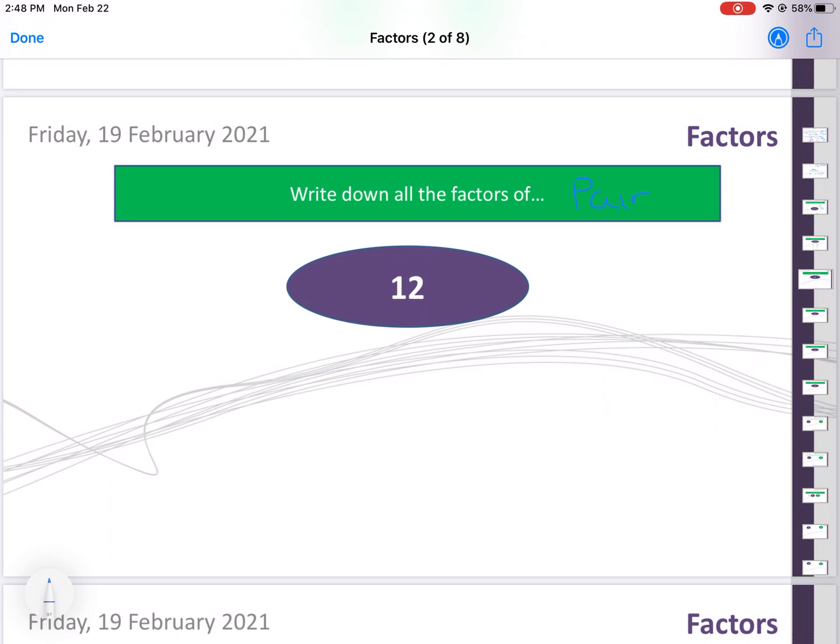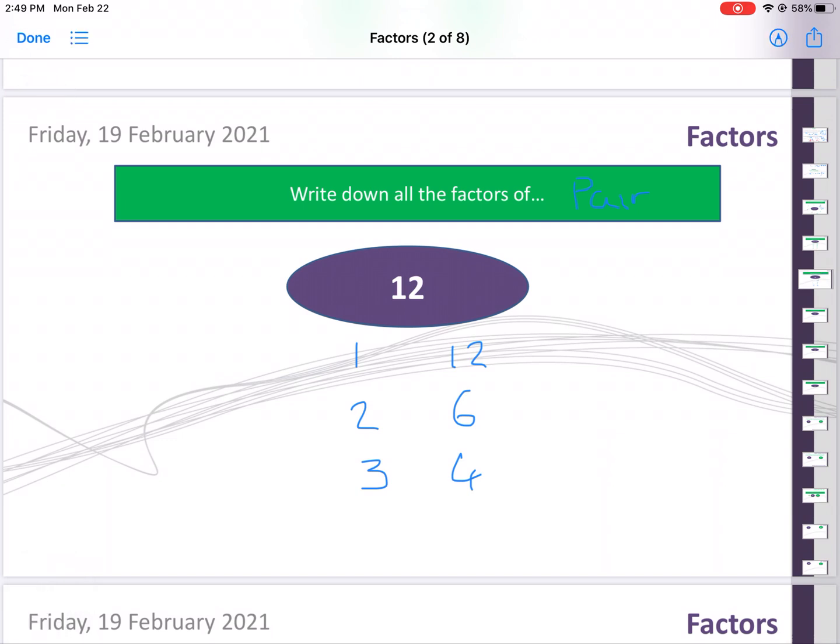Okay. The first thing always to do is to do 1 and the number itself. Okay, that way you've got that out the way, you know it's already going to have to be a pair. The next thing to do then is to work through. So what else can we divide 12 by? We can divide 12 by 2. And actually 2 times 6 will also give us 12. And also 3 times 4 will give us 12. Okay, so we always look for those factor pairs.